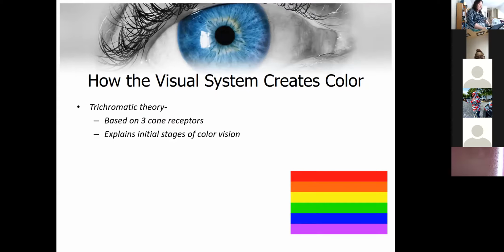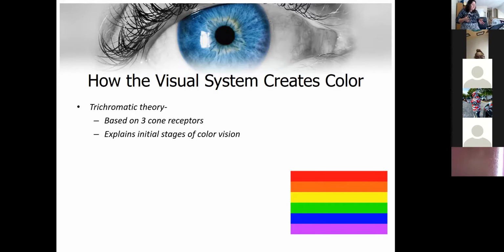So trichromatic theory is based on the fact that we have 3 different kinds of cones. And this actually throws some people off because we just sort of assume, oh, it's the primary colors. But no, actually, the 3 types of cones are red, green, and blue. So not red, yellow, and blue, red, green, and blue. Those are our 3 types of cones.